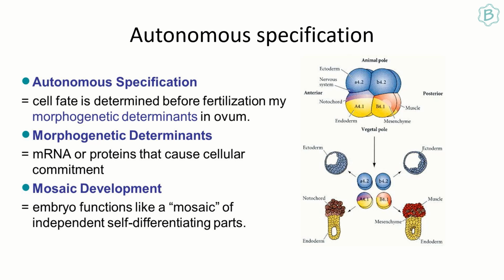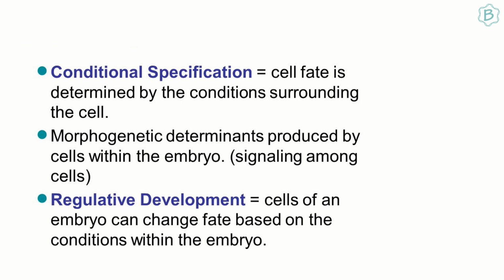The second type of specification is conditional specification. In conditional specification, cell fate is determined by the conditions surrounding the cell. Whatever surroundings or environment is present outside the particular cell, that is controlling the cell fate. So the morphogenetic determinants in that case will be inductive signals. It will be signaling among cells within the embryo.